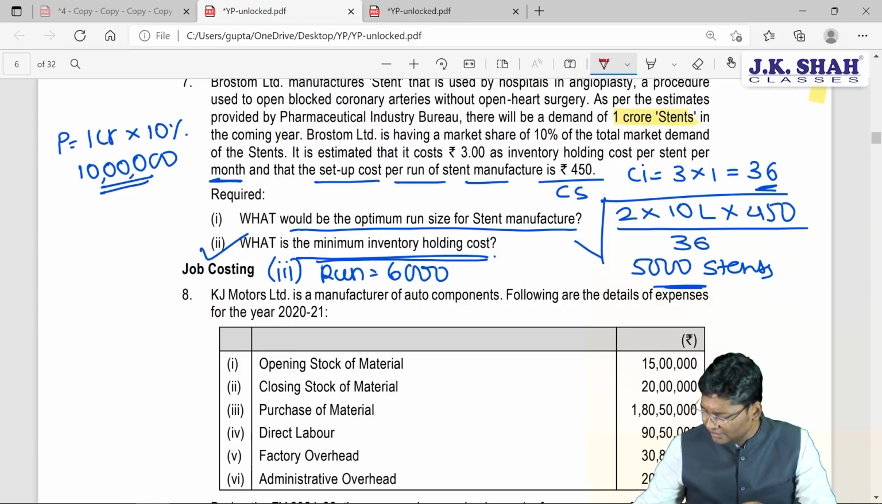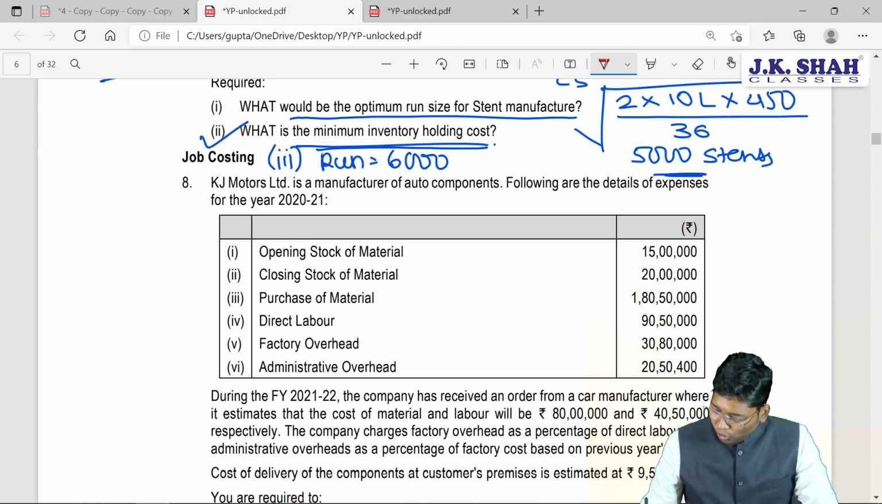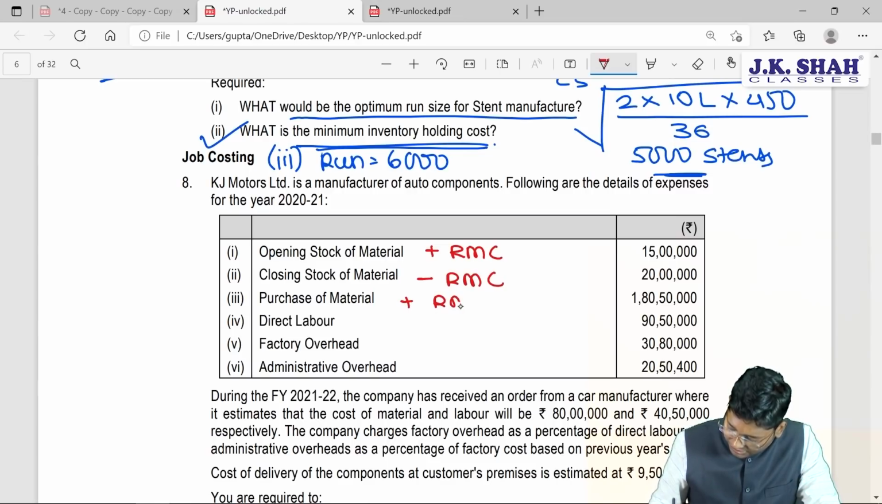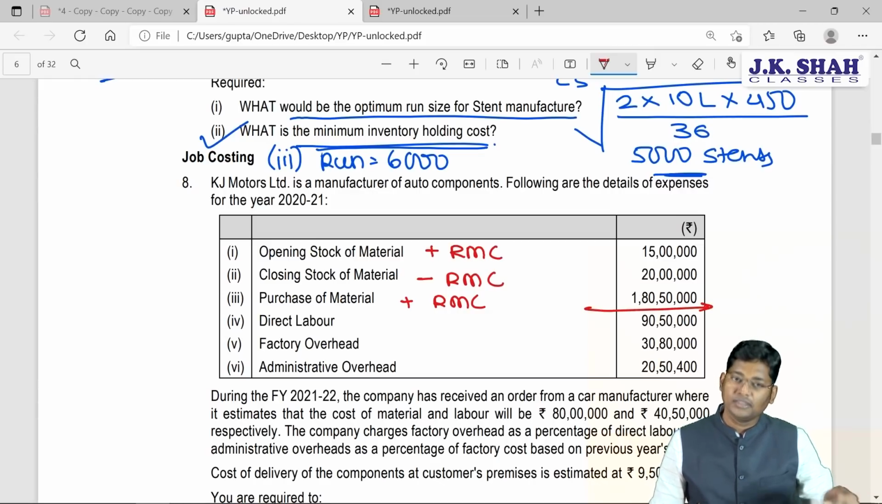So let's have a discussion of question number 8, which is covered in RTP. KG Motors Limited is manufacturer of auto components. Following are the details of expenses for the year 2020 and 21. Opening stock of raw material is given. Opening stock of raw material is to be added to RMC. Closing stock of raw material is to be deducted from RMC, and purchase of raw material is to be added to RMC. The total of these three elements will give you raw material consumed.